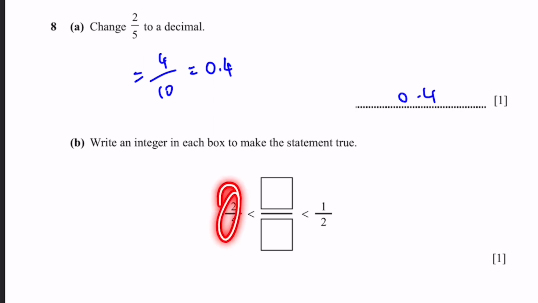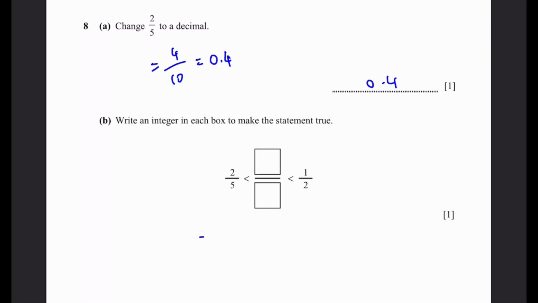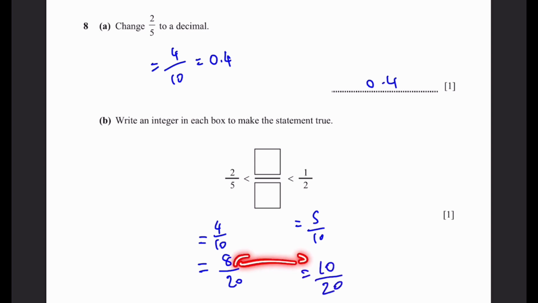B. Write an integer in each box to make the statement true. We have 2 by 5 is less than dash, less than 1 by 2. So 2 by 5 can be written as 4 by 10, and 1 by 2 can be written as 5 by 10. But then we cannot write integers to make it in between these two if the denominator is 10. So we can write this as 8 by 20 and this as 10 by 20. Now there's an integer in between 8 and 10, which is 9, and the denominator is 20, so we can write that 9 by 20.